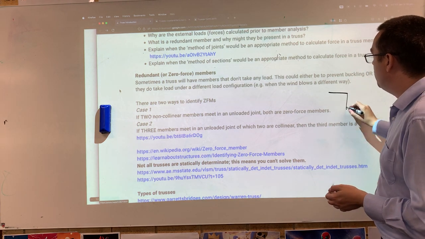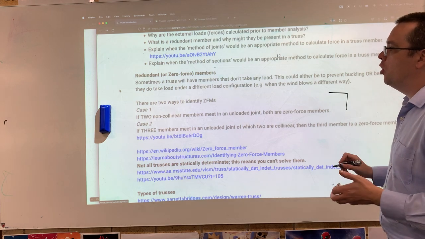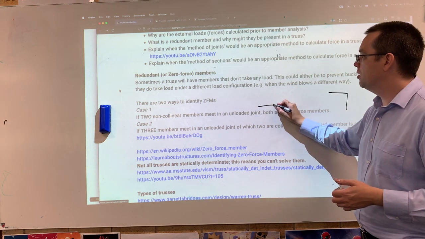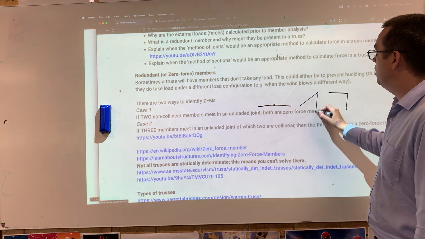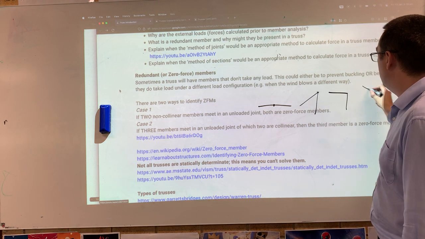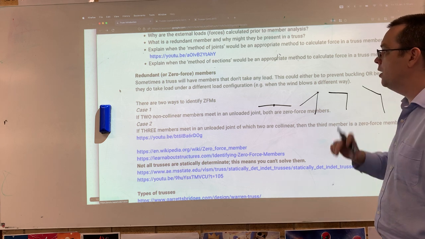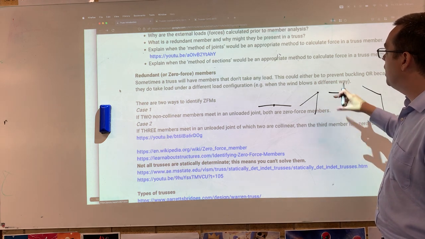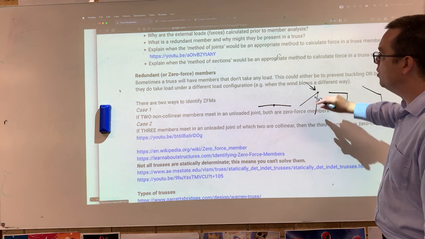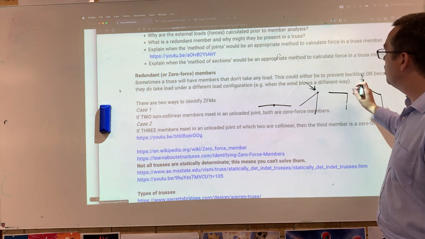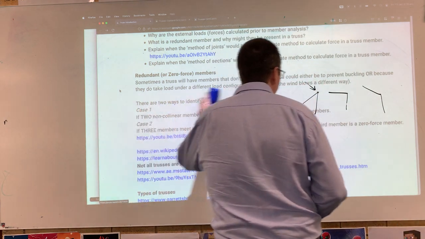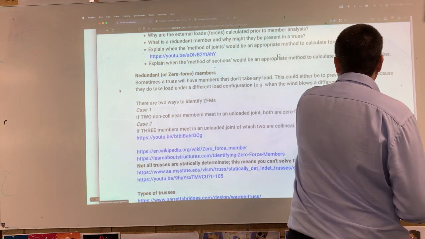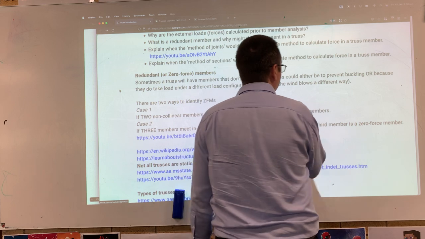What that means is if I have two members that are non-collinear, collinear means the two members are in a straight line, right? So if I have two members that join and they're not in a straight line, and they meet and there's no force, if I apply a force, not a zero force member, but if there's no force on the corner of a truss, so even if we go back to our Warren truss, I will just draw a Warren truss here.